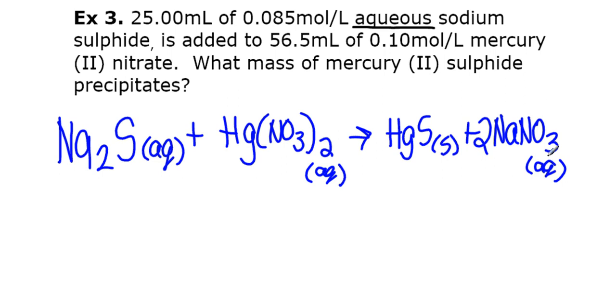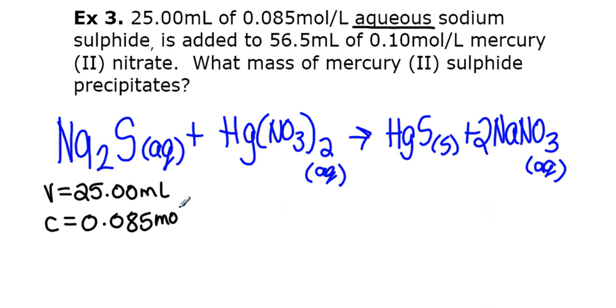Next, what we're going to do is organize the information that we have. So we have a volume of the sodium sulfide, 25 milliliters. And the concentration is 0.85 moles per liter. Next, we're going to do the same thing for mercury 2 nitrate. Volume of 56.5 milliliters.